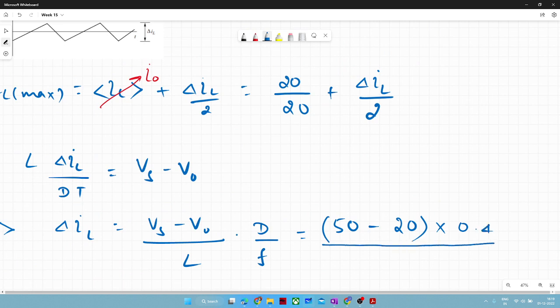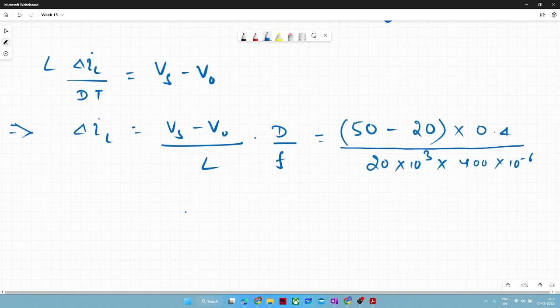D is 0.4, F is 20 kilohertz, and L was 400 micro Henry. So if you calculate this value, you will get something like 0.75 ampere. Okay. Sorry, 1.5 ampere.